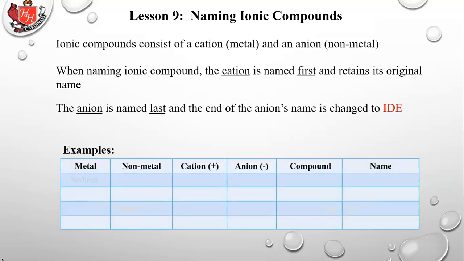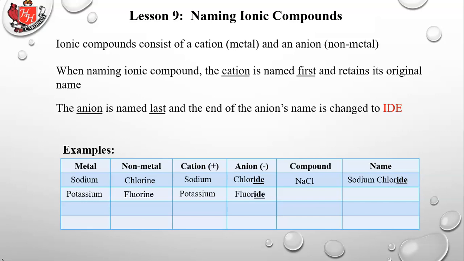So examples: sodium and chlorine. The cation is the metal, sodium. The anion is the non-metal, chlorine, which changes to chloride. So the compound is NaCl, and the name is sodium chloride. Potassium and fluorine. The potassium retains its name, potassium. The fluorine changes its name to fluoride, and that's going to be KF, and that would be potassium fluoride.